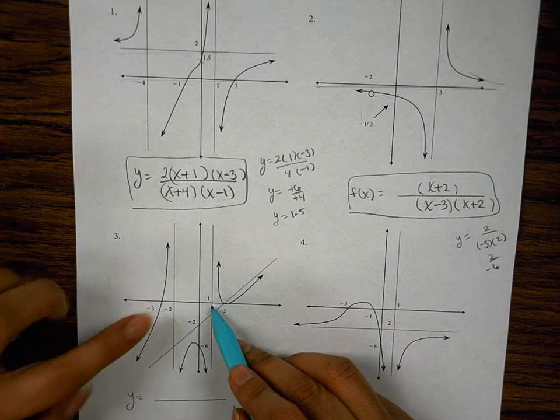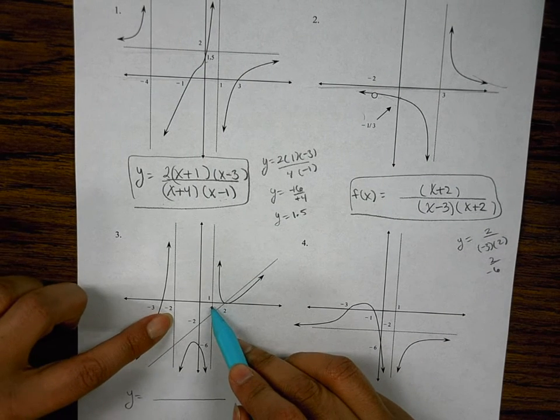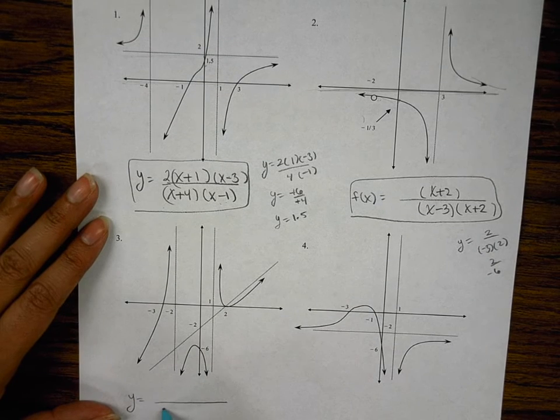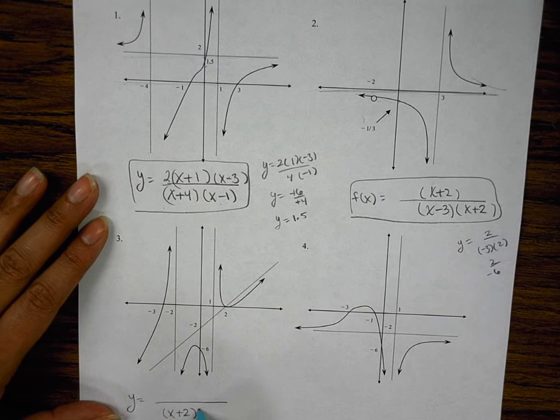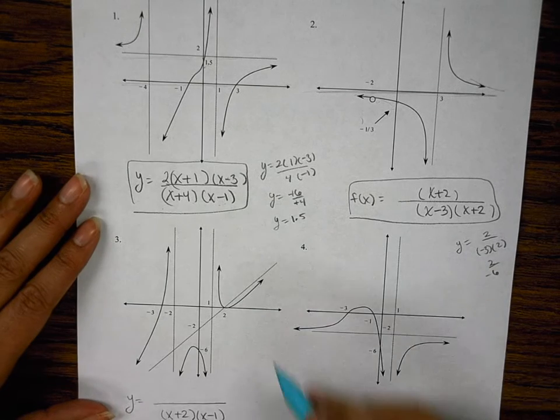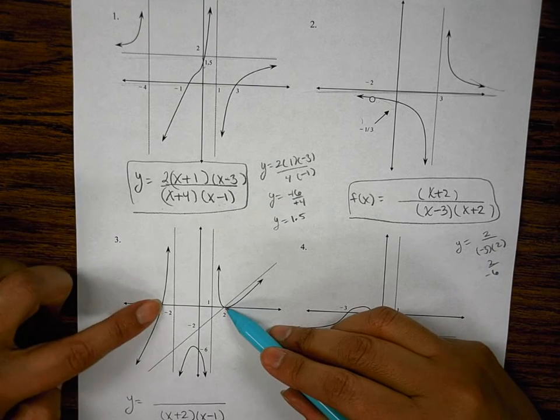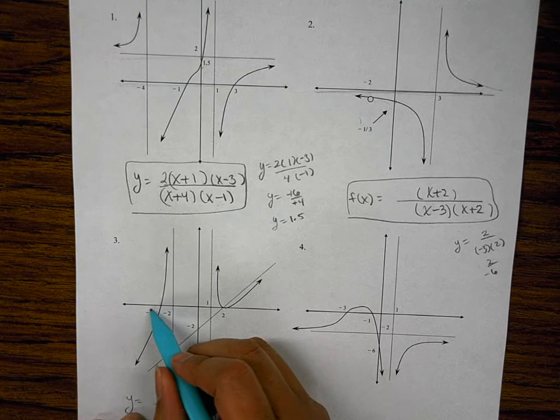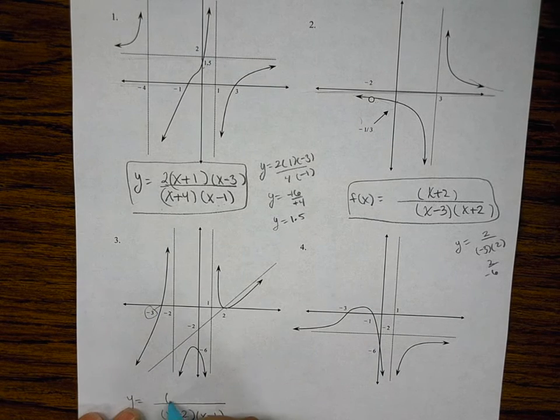Y equals, or f of x equals. We do the verticals first, so -2, +1. There's a lot of numbers there. Those two right there are your asymptotes. So x plus 2, x minus 1. I have two x-intercepts there and there.